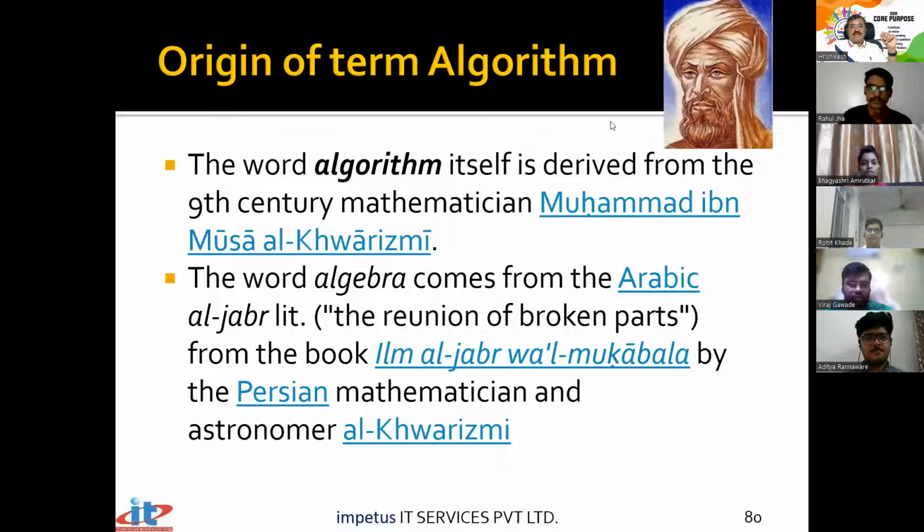The word algorithm itself has been derived from the 9th century mathematician called Muhammad bin Musa al-Khwarizmi. The word algebra comes from Arabic, whatever it is. And this fellow, Muhammad bin Musa al-Khwarizmi, is the one who was credited with coining this particular term called algorithm. What exactly is an algorithm? So an Arab mathematician, who came with this particular concept of algorithm.